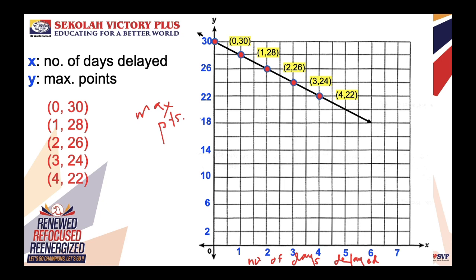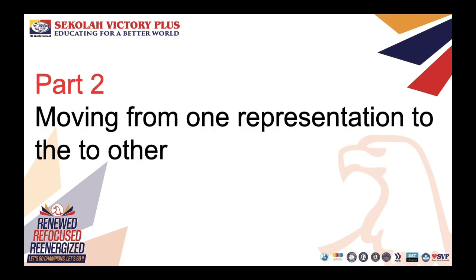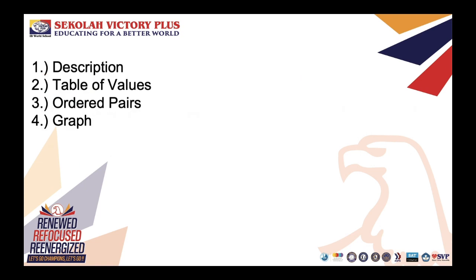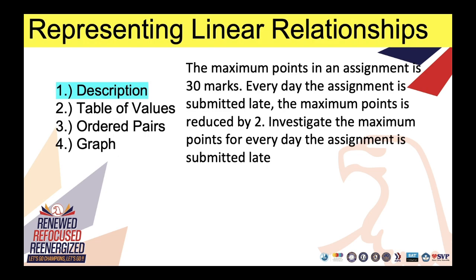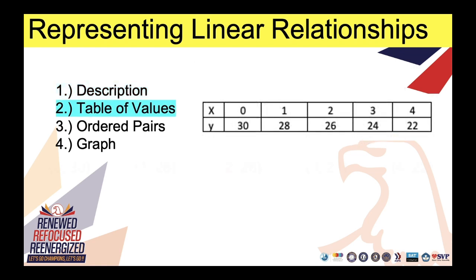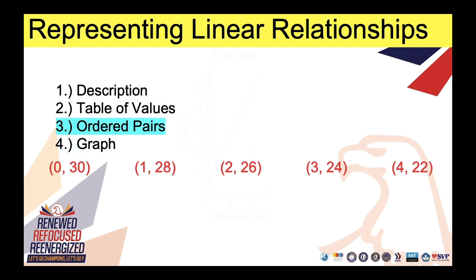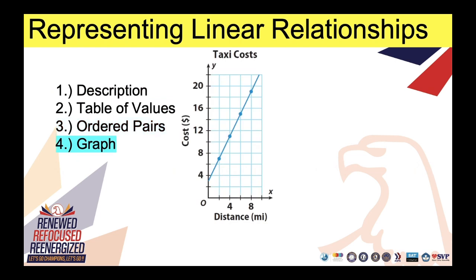All right. Let's now proceed to part two of this video. It is moving from one representation to the other. Now, previously, you've learned already that we can represent linear relationships, number one, by means of a description. Okay. So this is the story problem or description. We could also represent linear relationships by means of table of values, also ordered pairs, and of course by means of graph, which is a line.